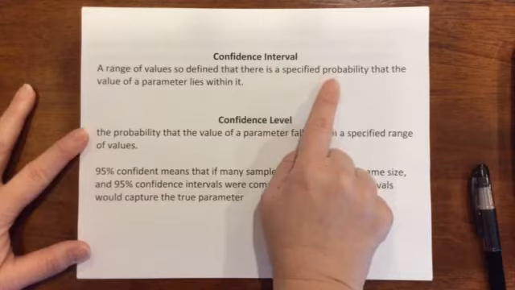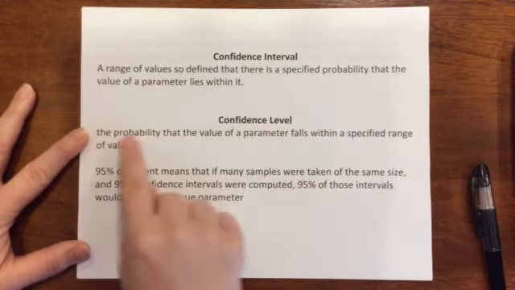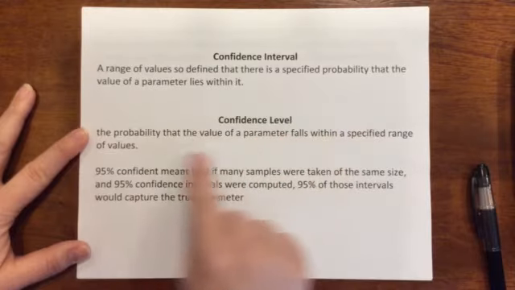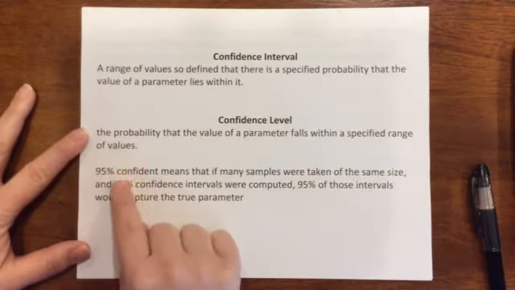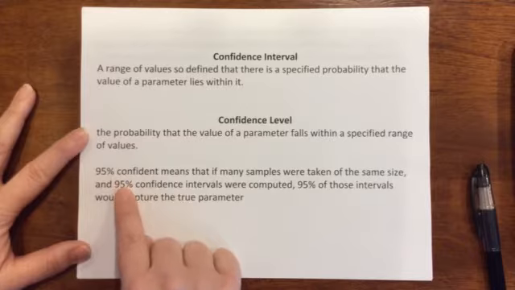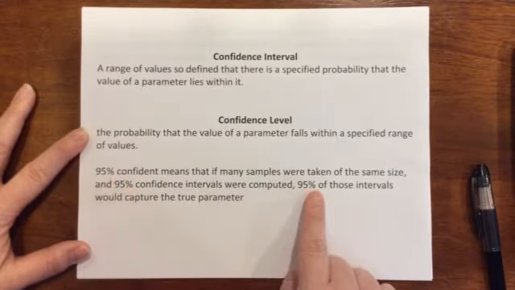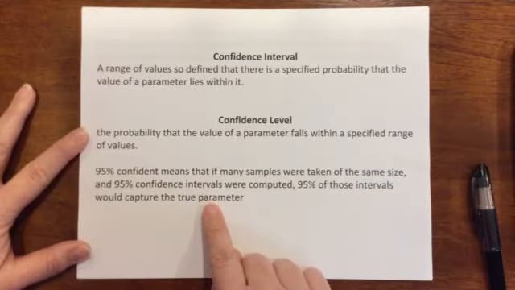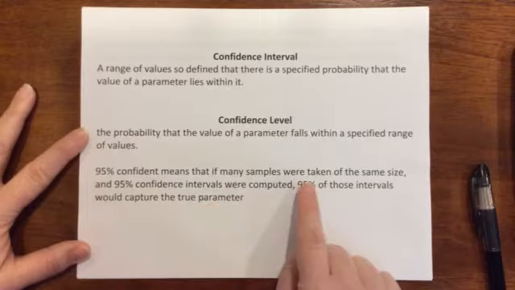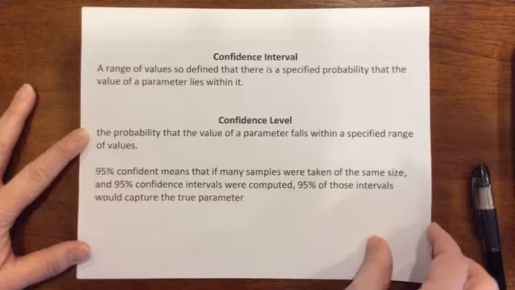And that probability that comes in has to do with the confidence level. The confidence level is the probability that the value of a parameter falls within a specified range of values. So if you said that you were 95% confident, that means if you continually took samples of the same size and asked people, do you like chocolate milk? Let's say you asked 50 people, and you did this over and over again and wrote 95% confidence intervals, then 95% of those intervals would have the true parameter. So you're never going to know how many people enjoy chocolate milk, but with all of these intervals, you're pretty confident that 95% of them will contain the true parameter. So you're going to get closer and closer. Okay? So let's do an example.